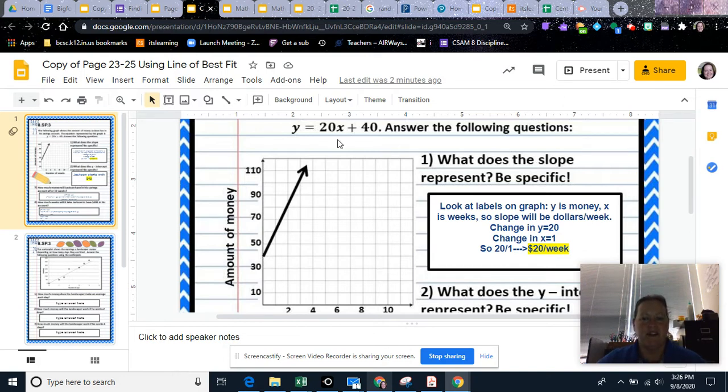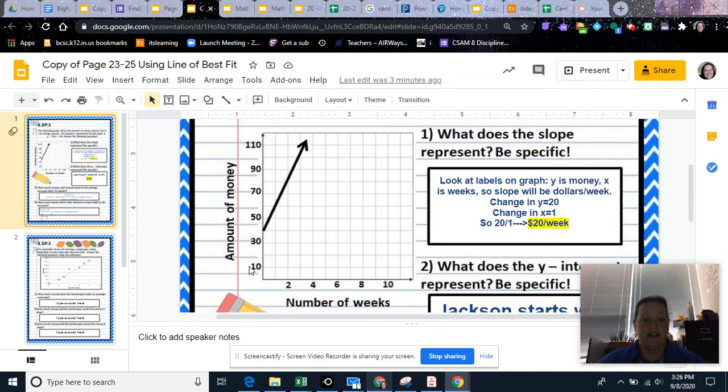Now, how do you label that? What does it represent? Think about what we know about slope. It's the rise over the run. The rise is the amount of money, which we normally measure in dollars. So dollars is your rise, over weeks. What that looks like is how much money per week. We found the slope was $20 per 1 week. So that's what it represents. He is saving $20 a week.